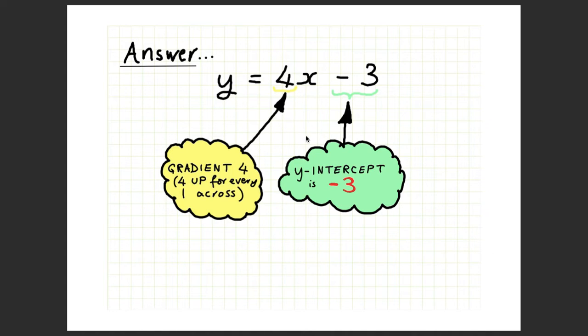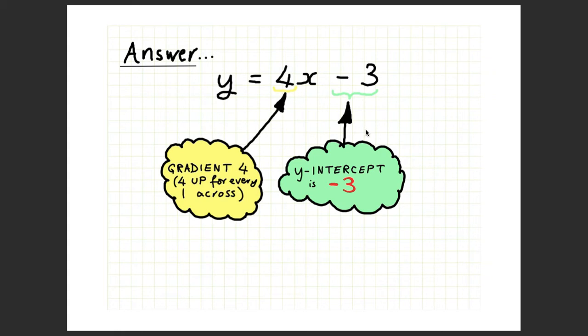Okay, so it's telling us that the gradient is going to be 4, because there's a 4 in front of the x. So that means the graph, for every 1 it's going across, it's going to go 4 up. For every 1 across, 4 up. It's going to be quite steep.